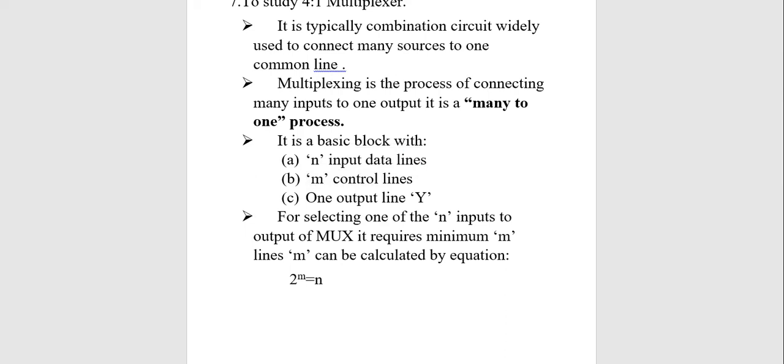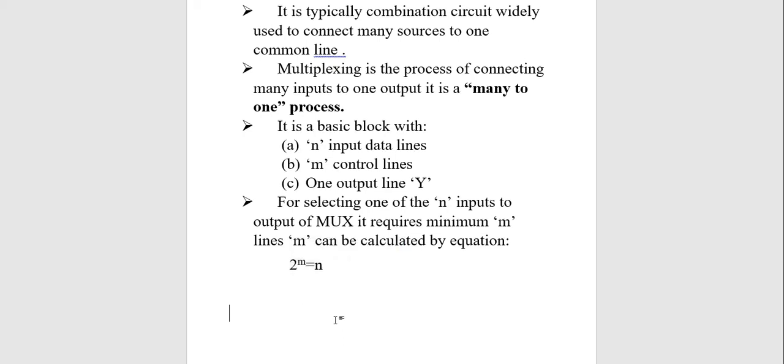Now how do we select the minimum number of select lines we are going to require? For that you use the formula 2 raised to m is equal to n. By using this equation you can calculate, for n inputs, the minimum number of select lines, that is, the control lines you are going to require.